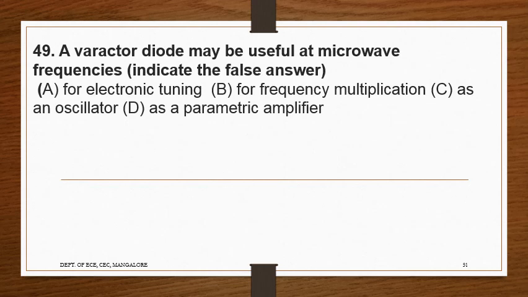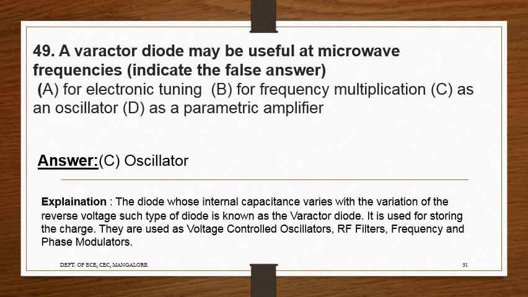A varactor diode may be useful at microwave frequencies, which is the false answer. A, for electronic tuning, B, for frequency multiplication, or C, as an oscillator, or D, as a parametric amplifier. So you should choose the wrong answer, which is varactor diode will not be used as an oscillator.